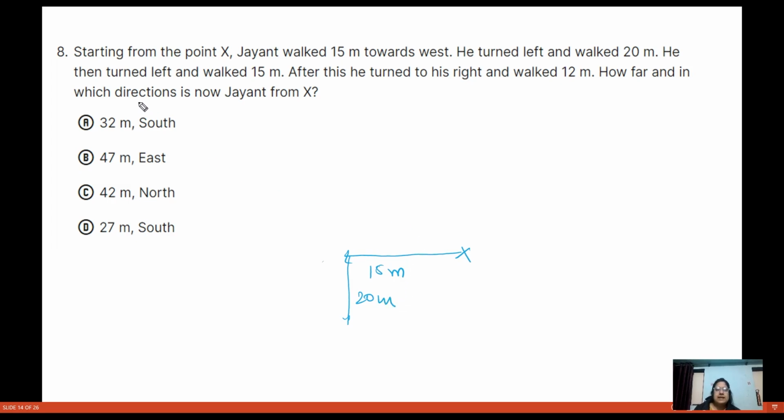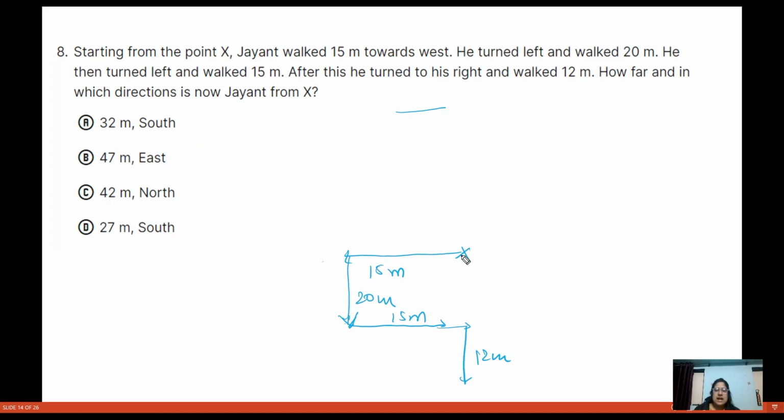He then turned left and walked 15 meter. So if you are walking in this direction, what is left? 15 meter here in this direction. After this he turned to his right. Now he turns to his right and walks 12 meters. So he's walking 12 meter here. Fine. How far and in which direction is Jayant now from X?